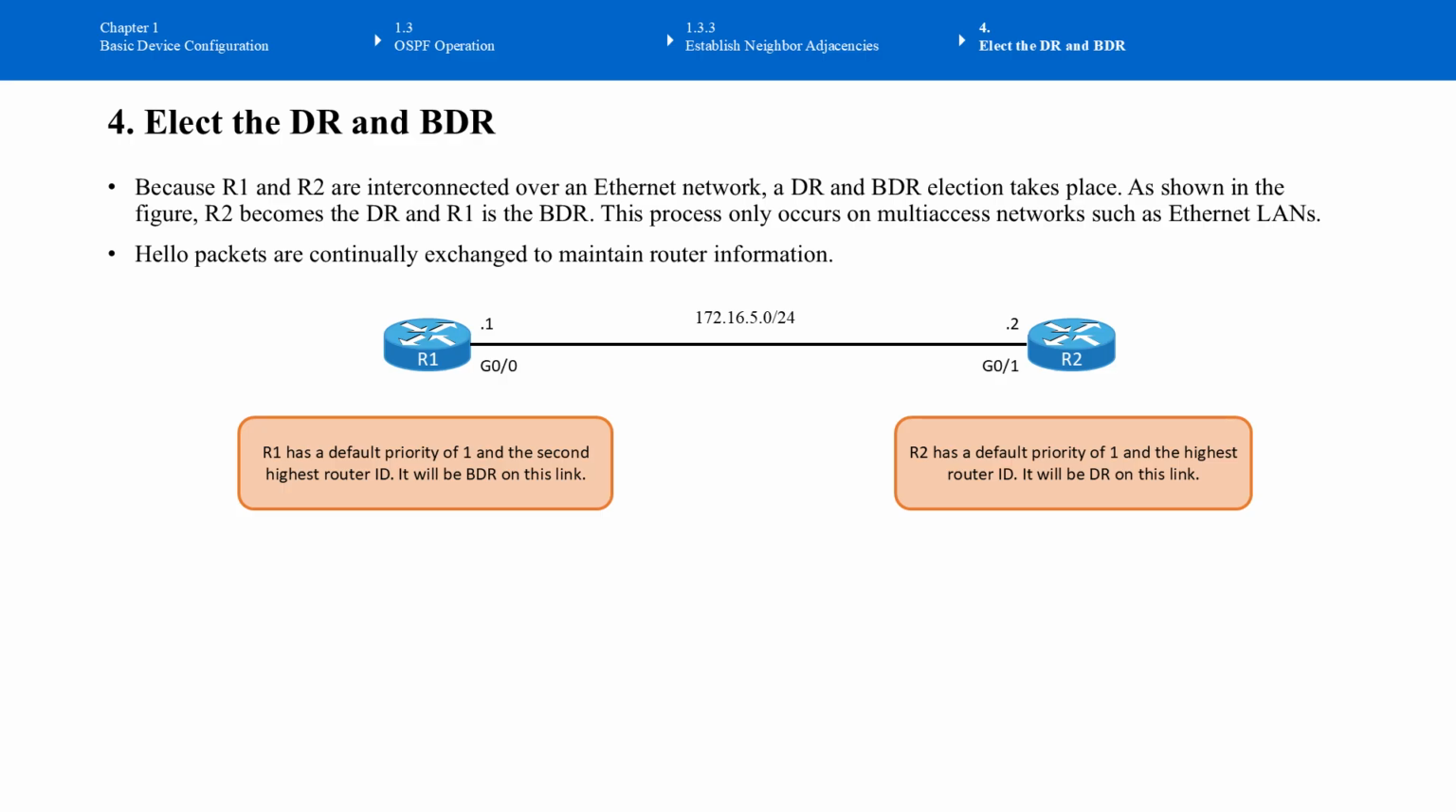R2 becomes the designated router, the DR, because it has the highest router ID. R1 becomes the backup designated router, the BDR, because it has the second highest router ID. Both routers have the default OSPF priority of 1. The election occurs only because the routers are connected through an Ethernet multi-access network.